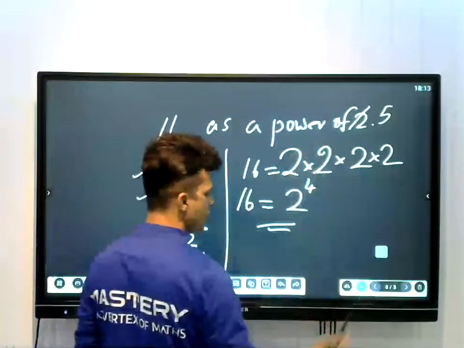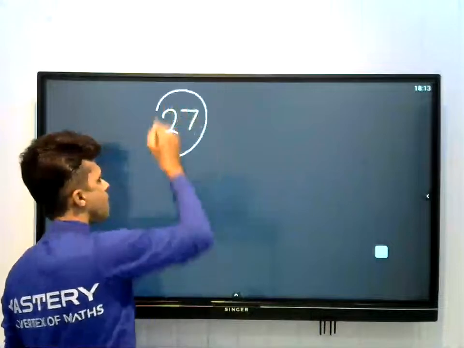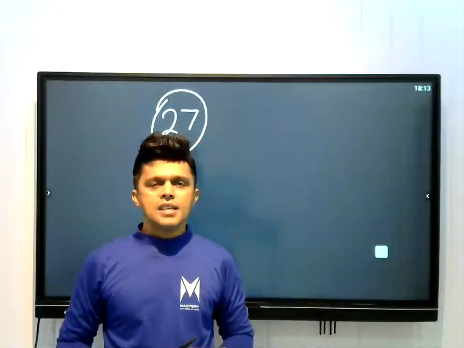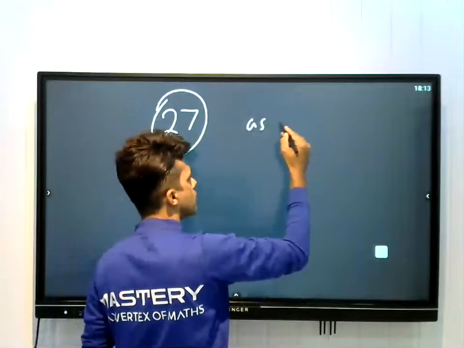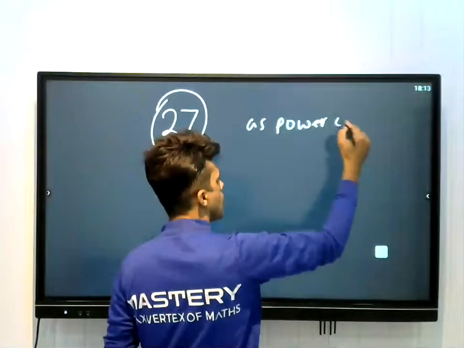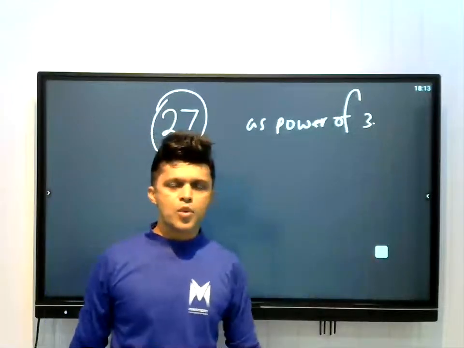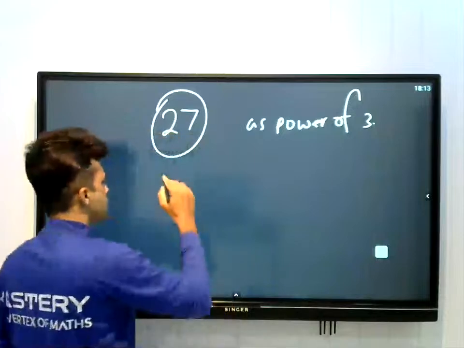So, are we able to write 27 as a power of 3? Are we able to write 27 as a power of 3? Let's try it.